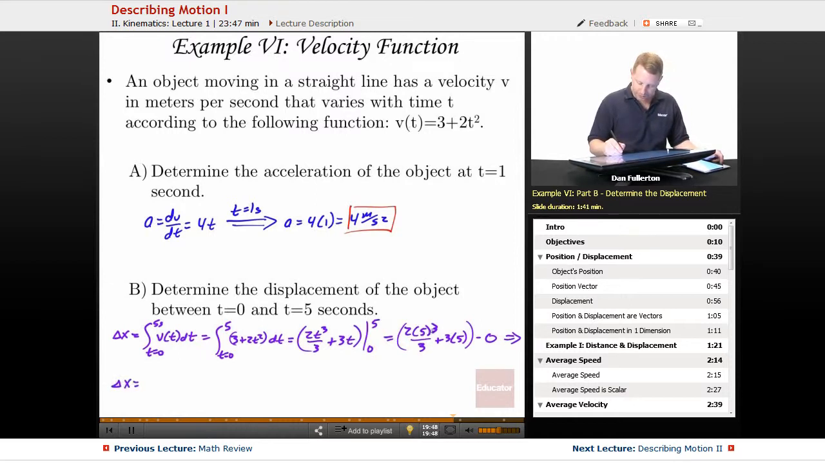5 times 5 is 25 times 5, 125 times 2 is 250 divided by 3 plus 15 is going to give us about 98 meters. 250, yeah. There we go, the displacement of the object between 0 and 5 seconds.